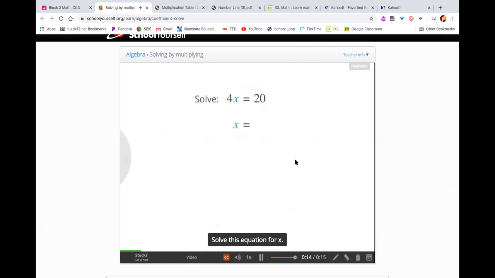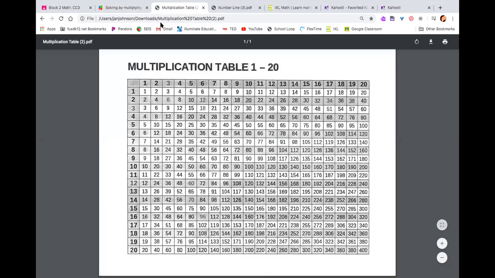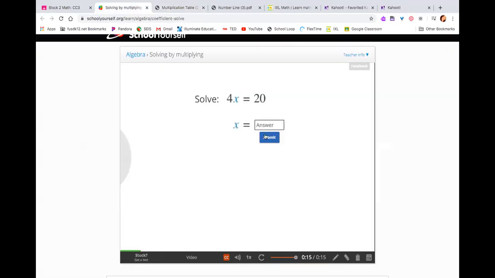Solve this equation for x. Okay, so x cannot be 3, right? 3 is not a solution, so what is the answer? So that when we times the two numbers together, the answer will be 20. 5. Okay. Yeah, so if we look on our times chart, 4 times 5 is 20. We'll plug that in. Oops, that was my fault. I meant to say 5. I put the answer. Teacher fails. Nicely done. x equals 5.